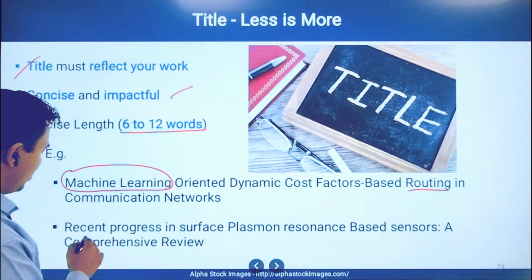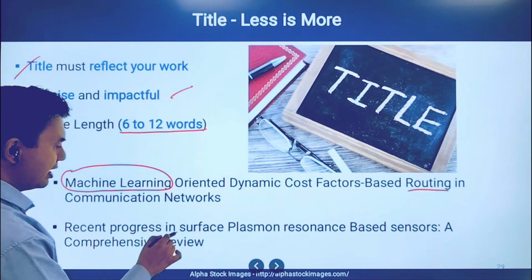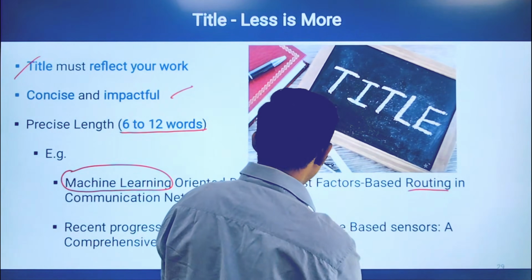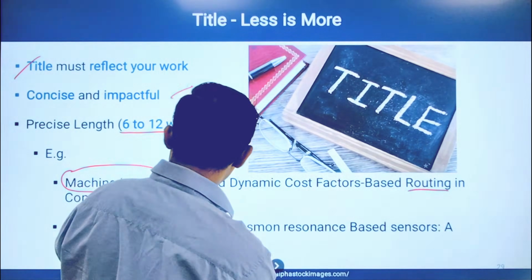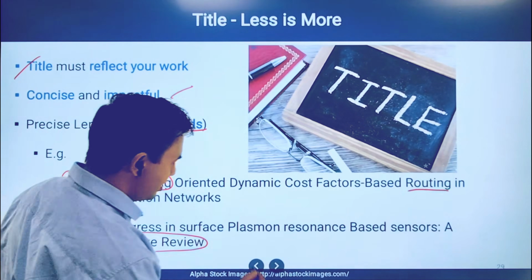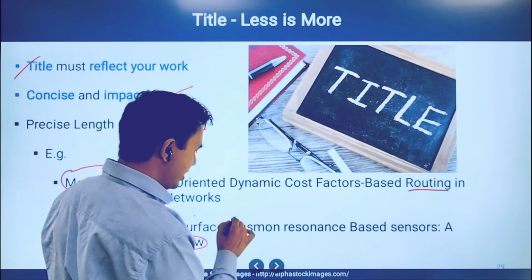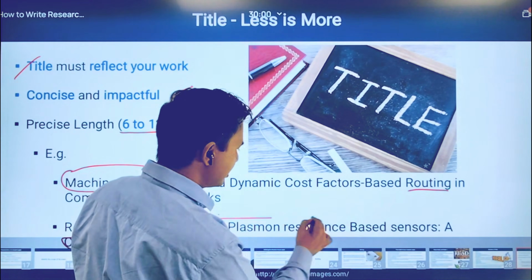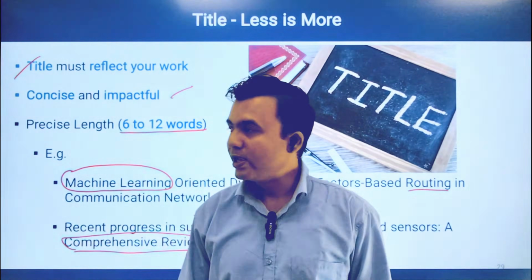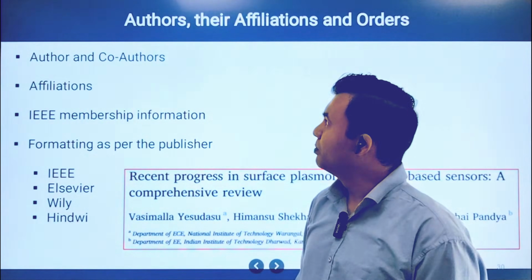So let's say if there is a review paper, you can say: Recent Progress in Surface Plasmon Resonance Based Sensors, a Comprehensive Review. So it says it's a review article on what? SPR, right? So clearly, directly you can see that I'm working on that particular area. So the title is the most important part.